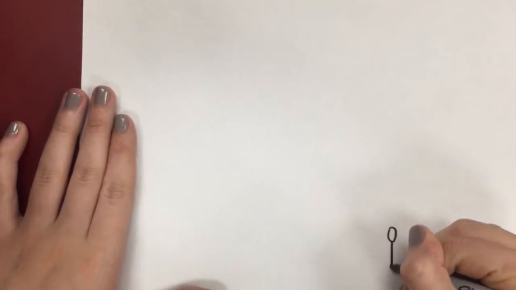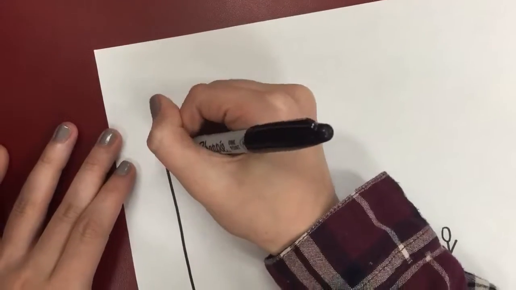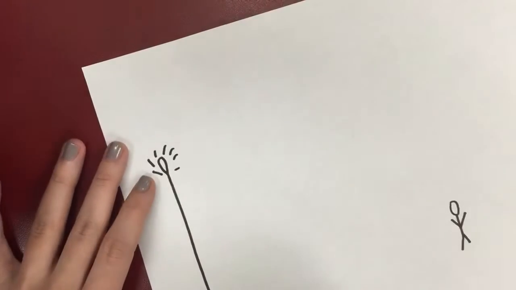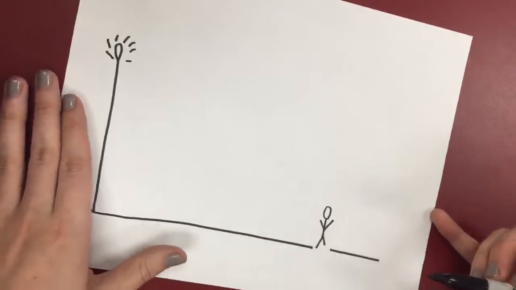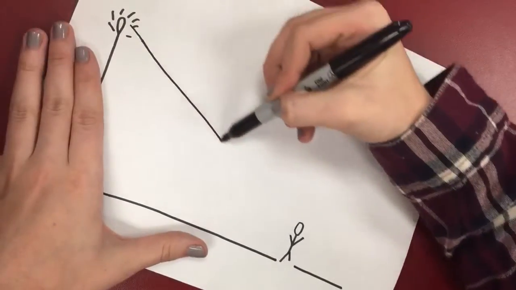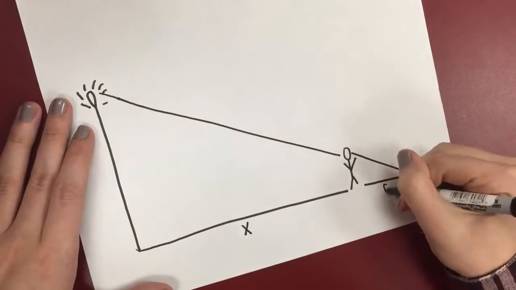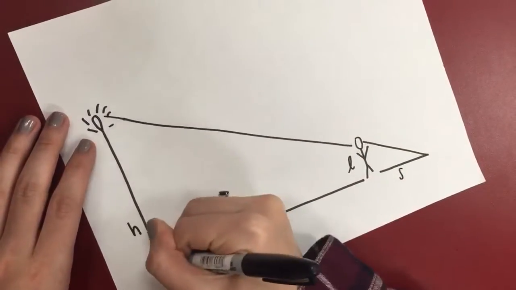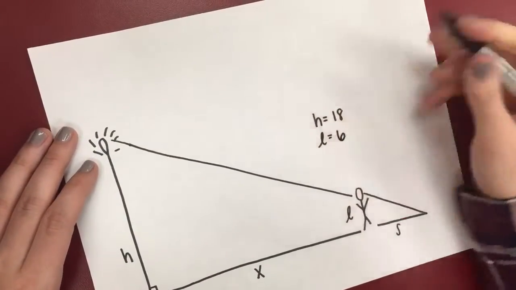First, we have a 6-foot-tall person and an 18-foot-tall lamppost. The distance between the person and the lamppost is equal to x. The shadow created by the person from the lamppost is equal to s. The lamppost, which is h, is equal to 18 feet, and the person, which is l, is equal to 6 feet.